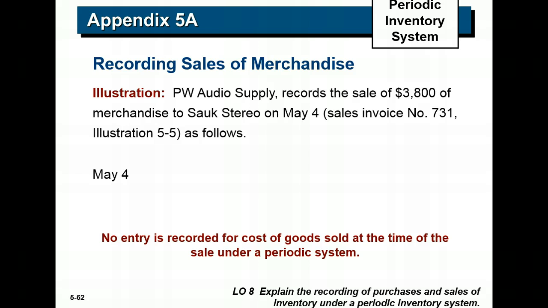When PW Audio records the sale of the $3,800 of merchandise, we're going to show a receivable, and we're going to show sales revenue. We're not going to do anything with the inventory because under periodic, we only show it at the end of the year.